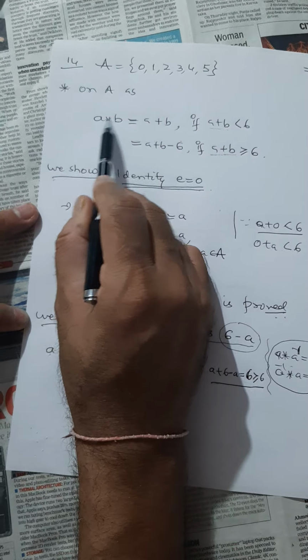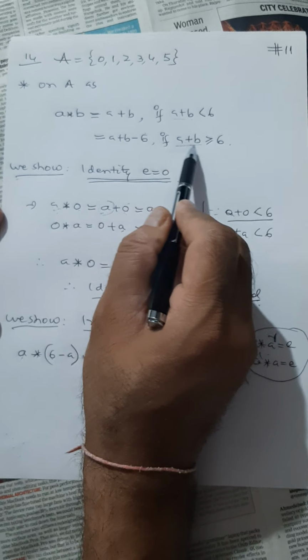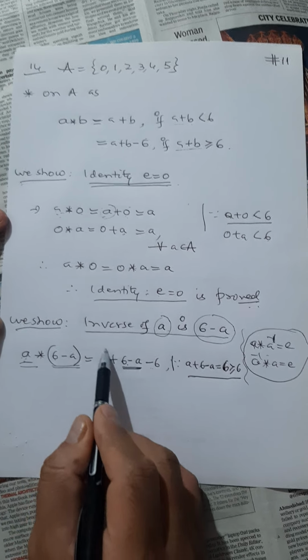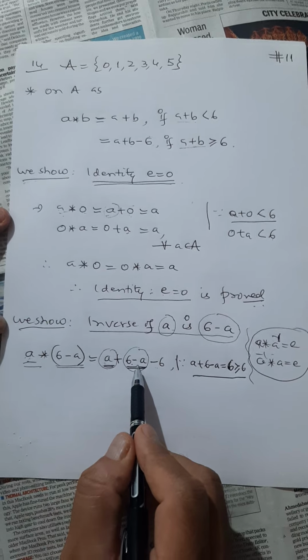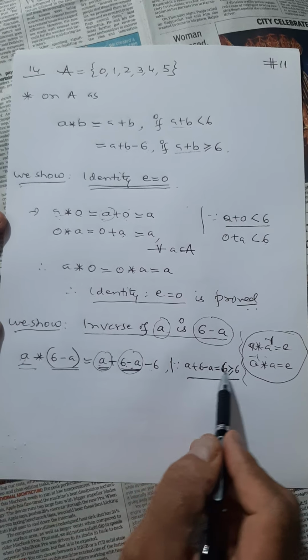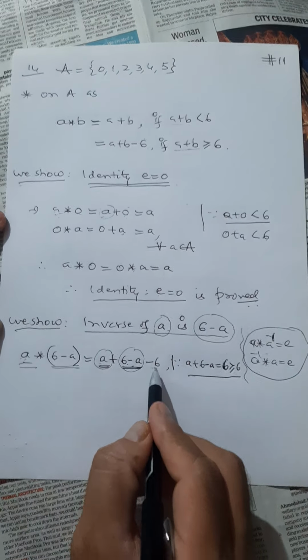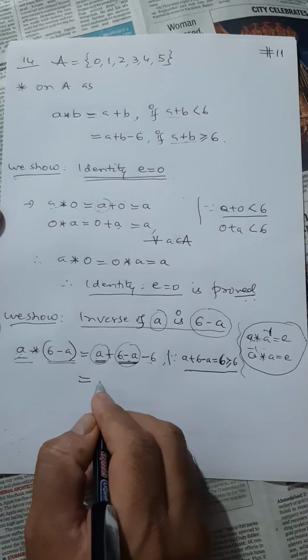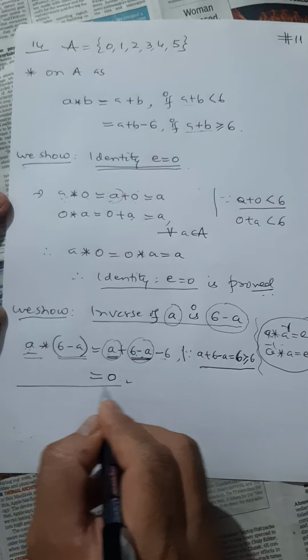You check the sum of these two. A asterisk b, a plus b I have checked. So the sum of this plus this is 6. So the answer is 6 or more than 6, then you need to do minus 6. So that's why we wrote this. And 6 will get cancelled, a will get cancelled. So this is 0, which is identity.